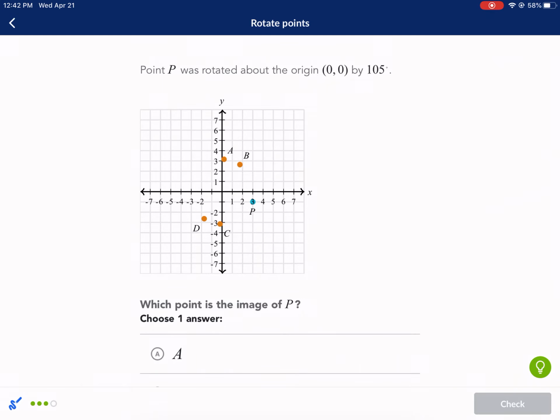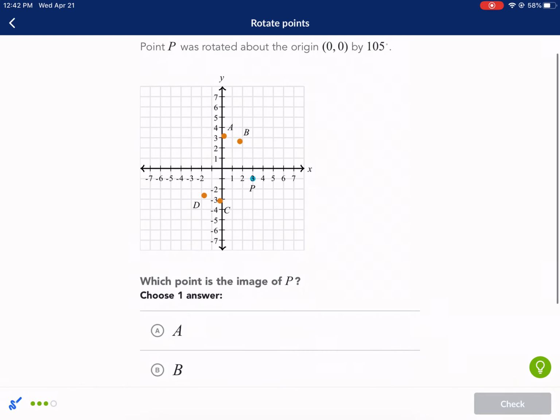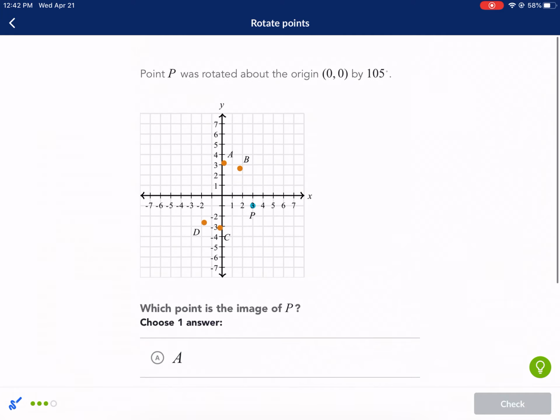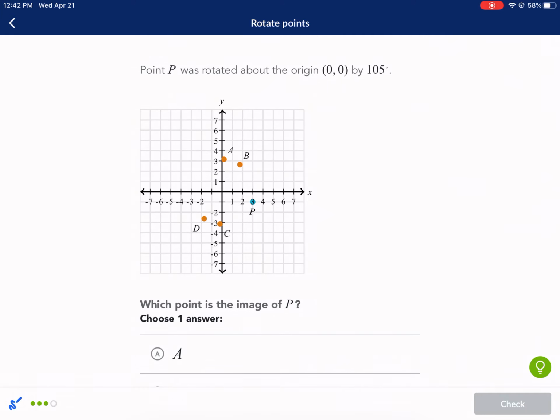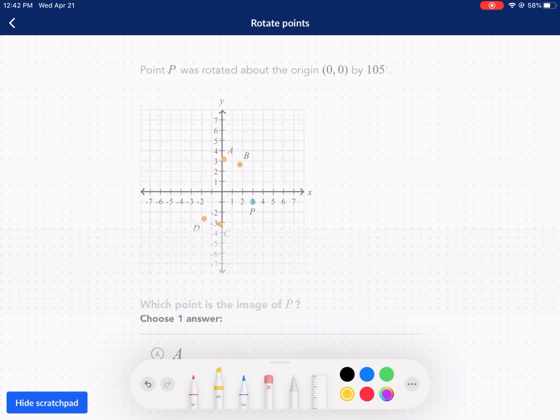Point P, rotated by 105. Okay, 105, that's a little bit more than 90, which is a 90 right angle, a square angle. So let's first highlight P. Let's find him. Here he is. And we're going positive direction this time. Finally, some positivity around here. That means we're going this way. Okay? We're going that way.